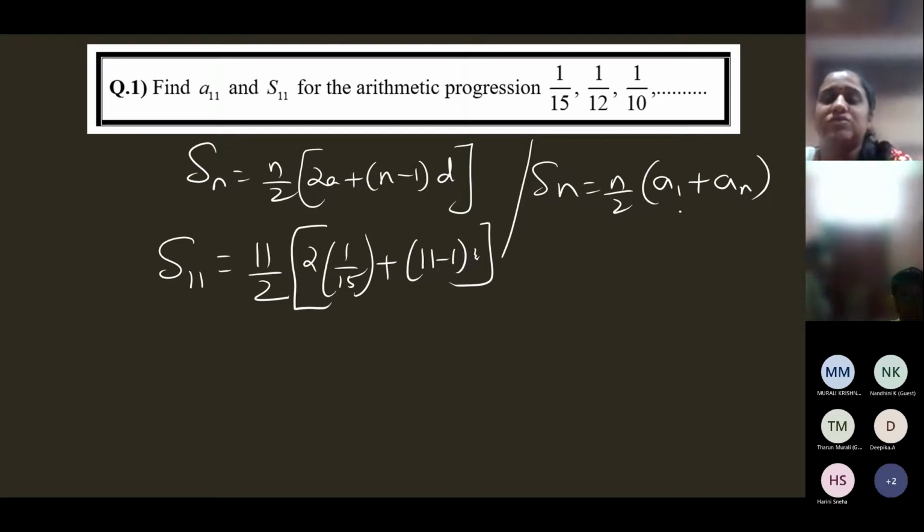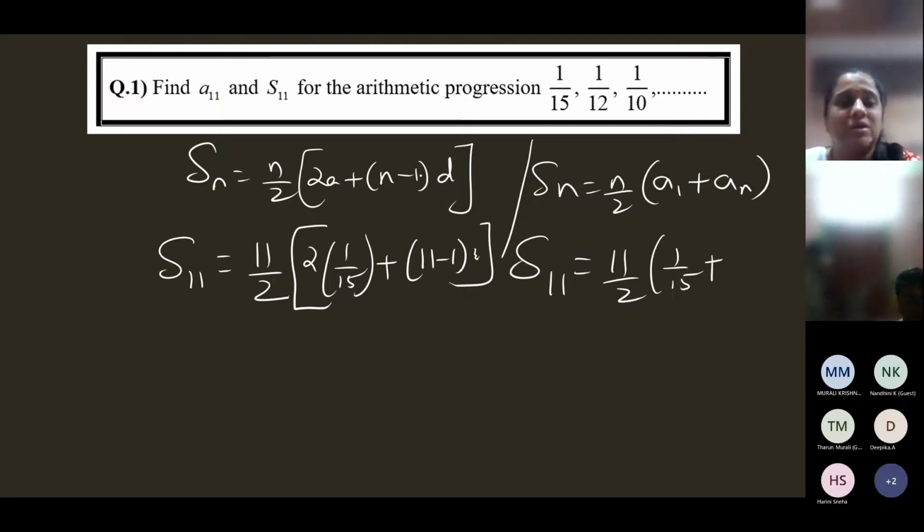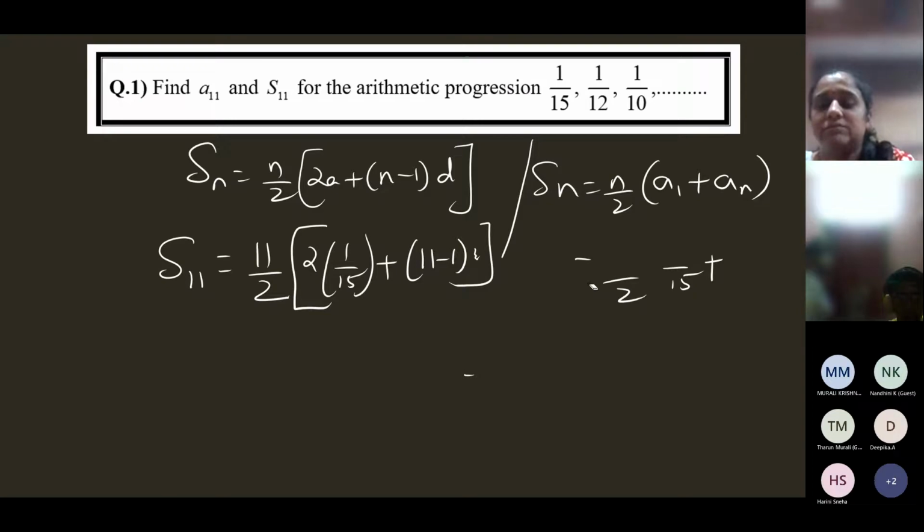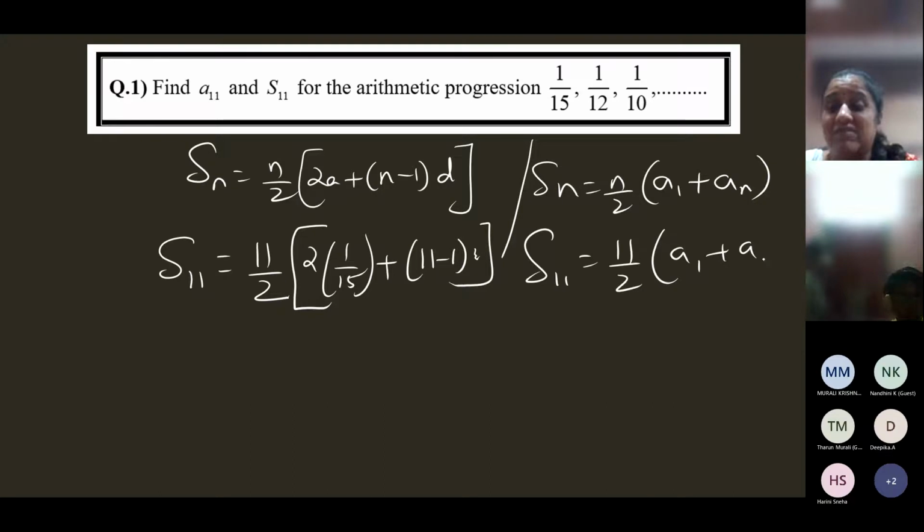And how do you find it using this formula? S11 is equal to 11 by 2 of the first term, a1, 1 by 15, plus the last term. You would have found a11, no? Listen to this one, I should have told you this first. S11 is equal to 11 by 2 of the first term plus the 11th term. Why is an the 11th term? Because you're finding the sum of the first 11 terms. So here your last term is the 11th term.